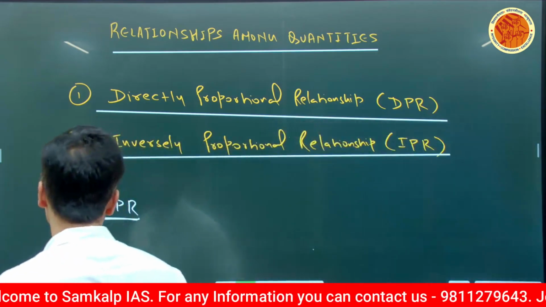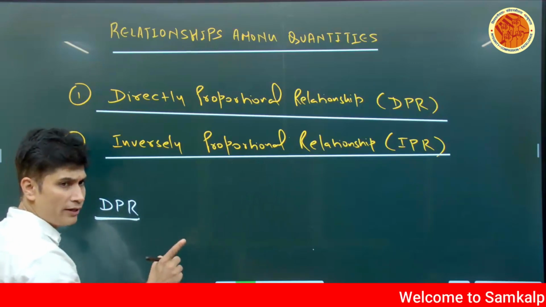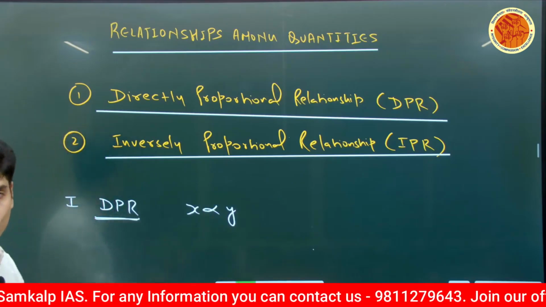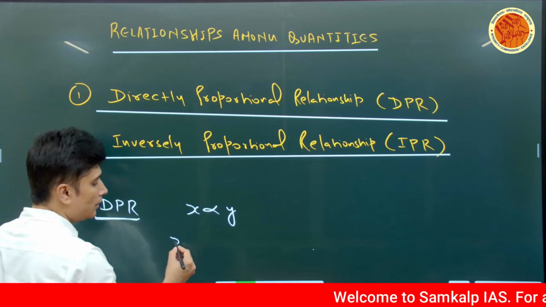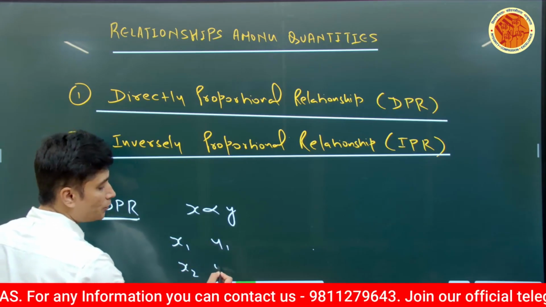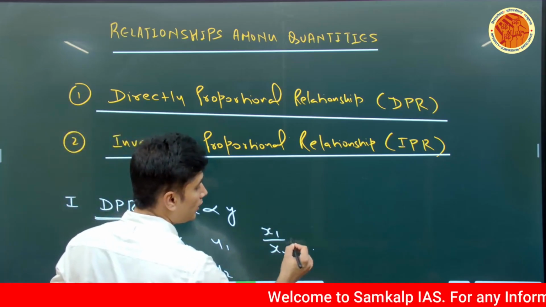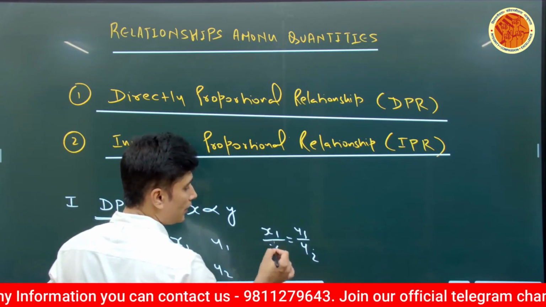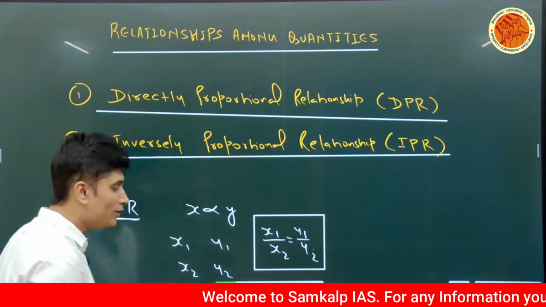So mathematically how we write here, try to understand. See, if there are two quantities x and y, and I want to write down the mathematical relationship, it is x is directly proportional to y. So mathematically it means that if x1 has corresponding value y1 and x2 has corresponding value y2, in that case x1 upon x2 will be equal to y1 upon y2. Mathematically we represent it this way, x1 upon x2 equal to y1 upon y2.